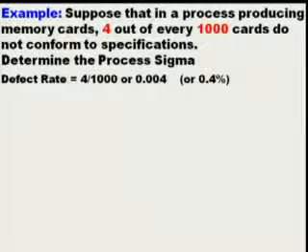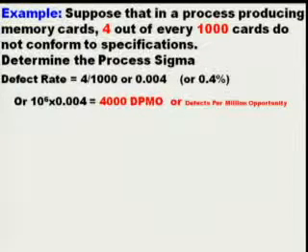Well, the defect rate here is 4 out of 1,000. 4 out of 1,000 is 0.004. That means we have a defect rate of 0.4%, which is, by the traditional wisdom, that's not bad. 0.4%, it's hardly any in a 100 units.